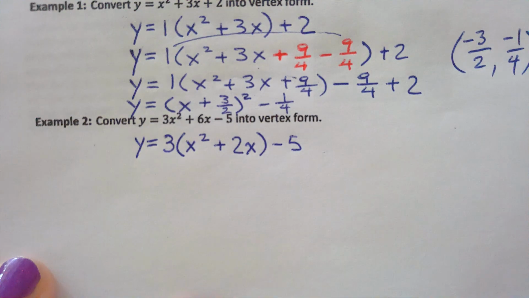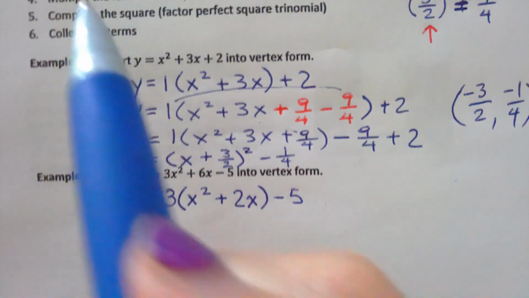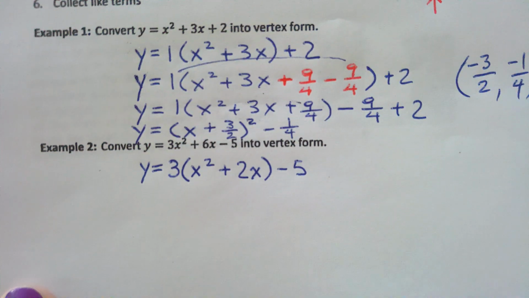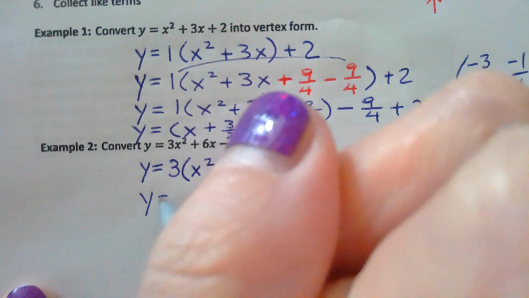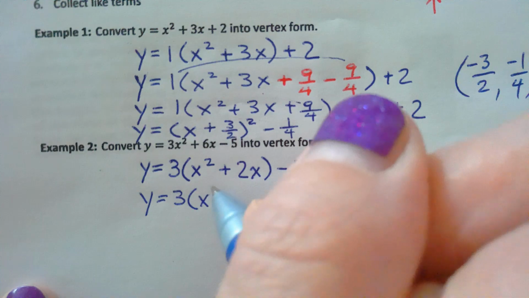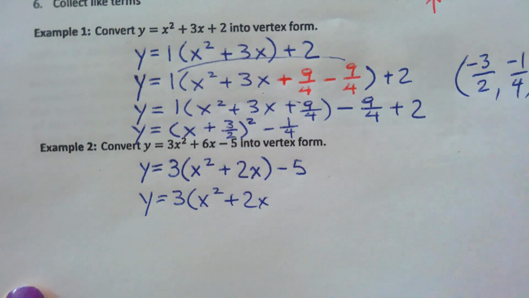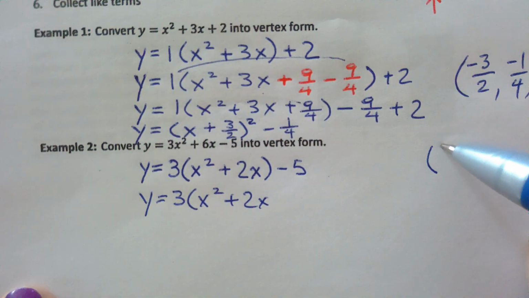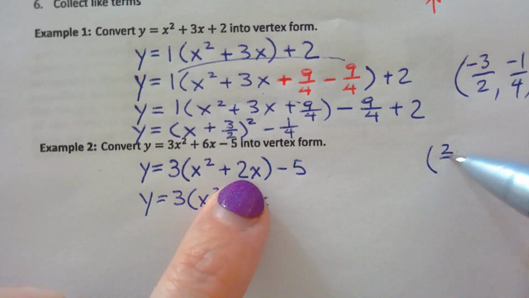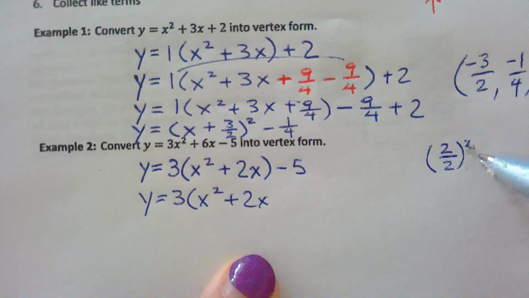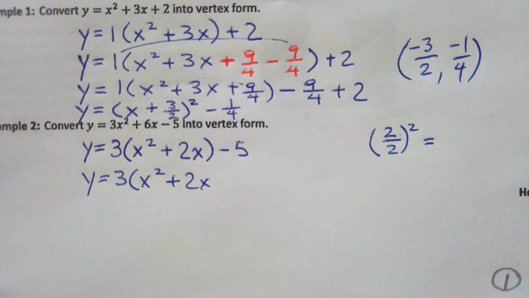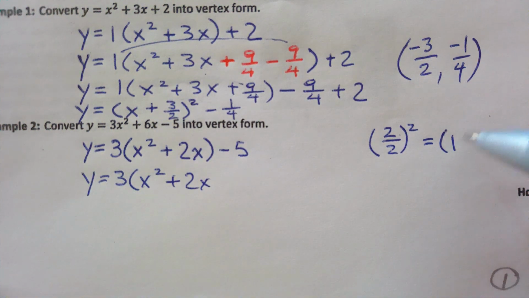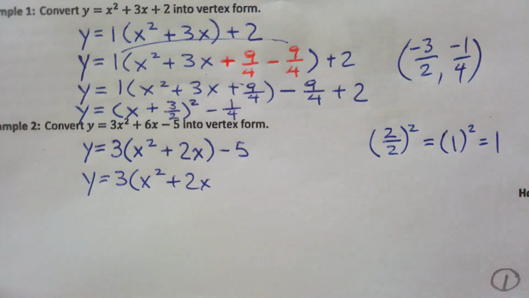Yes. Good. All right. Next, I'm going to add and subtract b over 2 squared. So y equals 3 x squared plus 2x. My b value is 2, divided by 2, squared. Okay, 2 divided by 2? 1. Yeah, so 1 squared is 1.